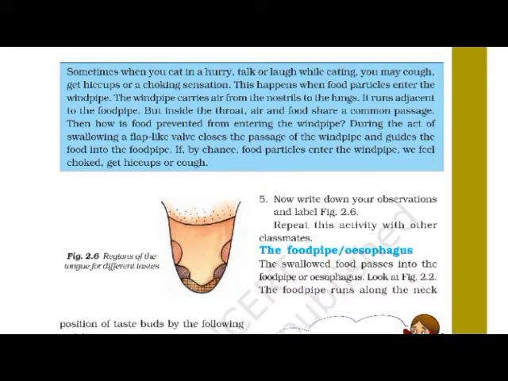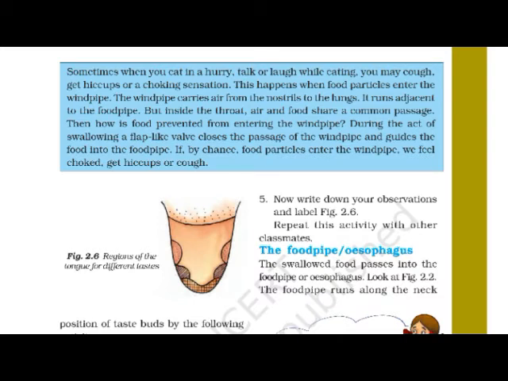Now let me see activity number 2.4. Prepare a separate sample of each: sugar solution, common salt solution, lemon juice, and juice of crushed neem leaf or bitter gourd. Blindfold one of your classmates and ask her or him to take out the tongue and keep it in a straight and flat position. Number 3, use a clean toothpick to put the above samples one by one on different areas of the tongue as shown in figure 2.6.